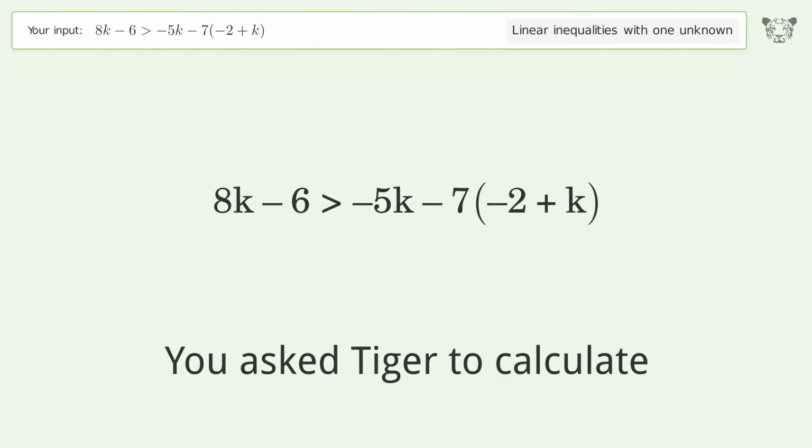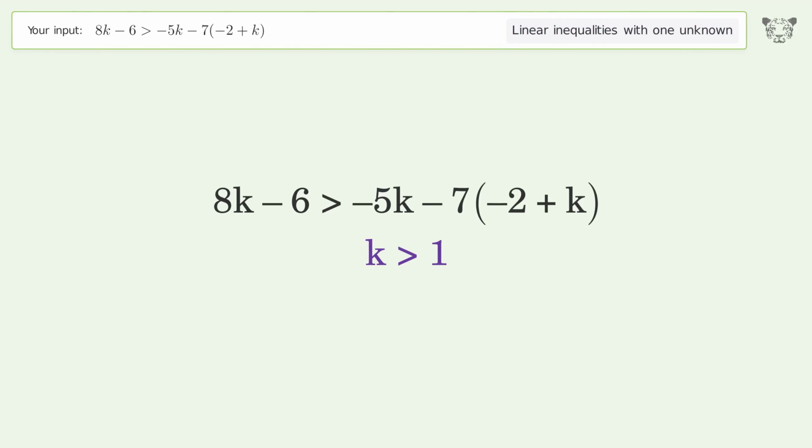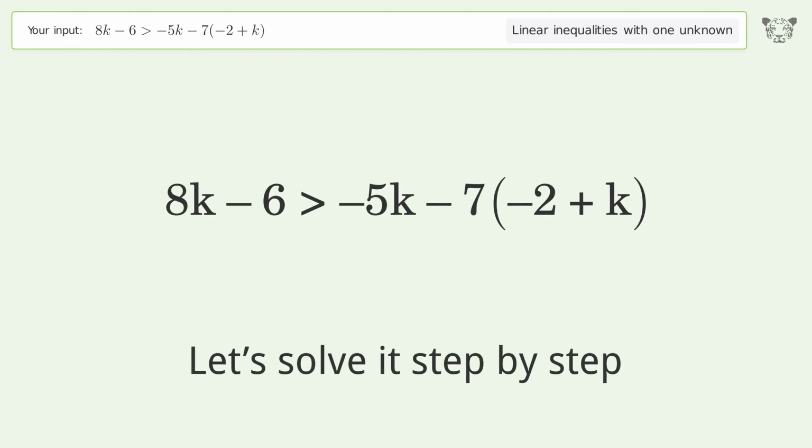You ask Tiger to calculate. This deals with linear inequalities with one unknown. The final result is k greater than 1. Let's solve it step by step.